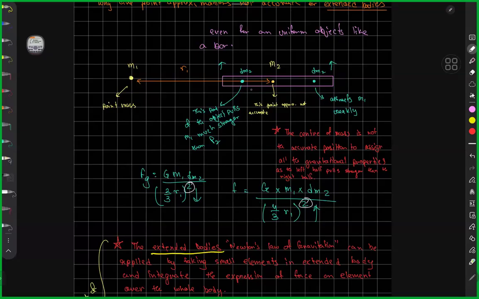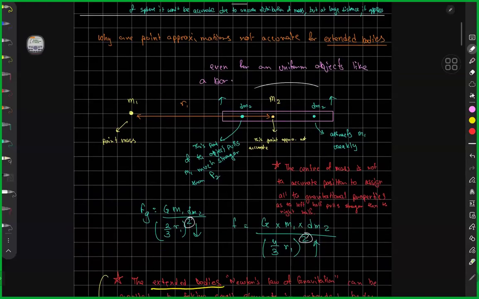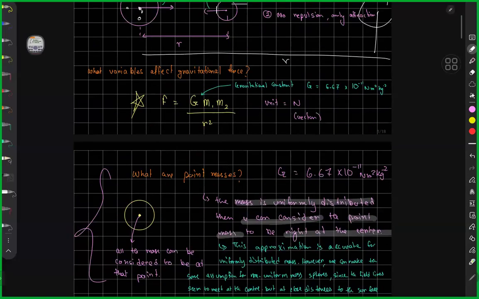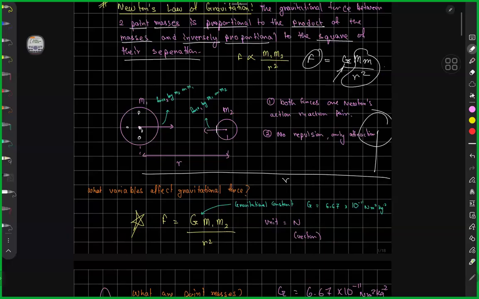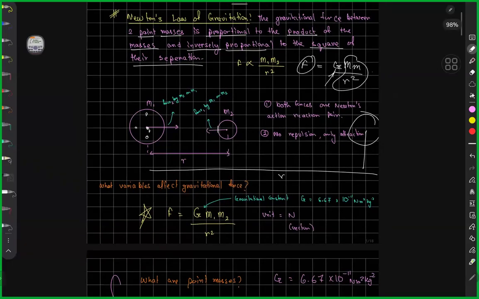Sir, could you repeat that again? Like the point mass attraction, that part in case of extended bodies or in case of normal spheres. In normal spheres, we always consider that the geometric center of the sphere is from where we start counting the separation between two objects.